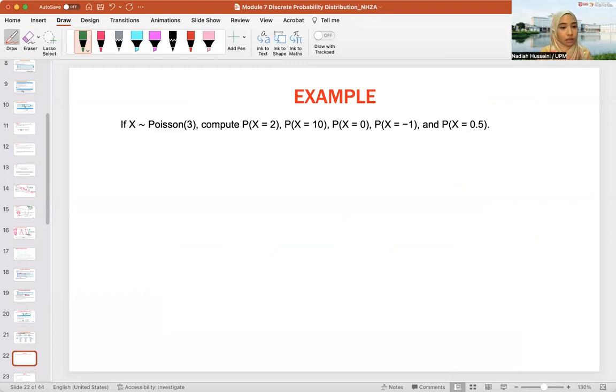So if X is Poisson 3, again 3 is lambda. Lambda equals 3.